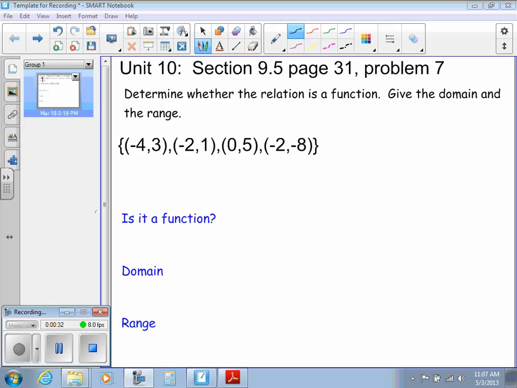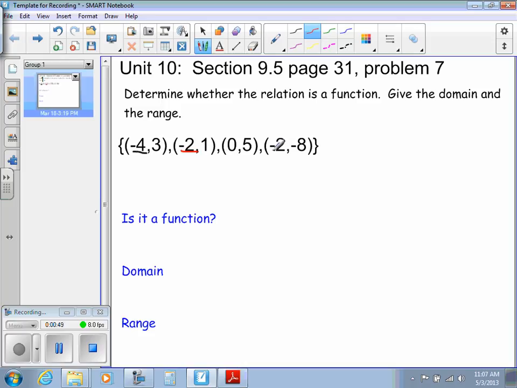So let's look at the input and see if it occurs twice. So let's start off with -4. Does that occur as an input again? It does not. Let's look next at -2. Does that occur as an input again?